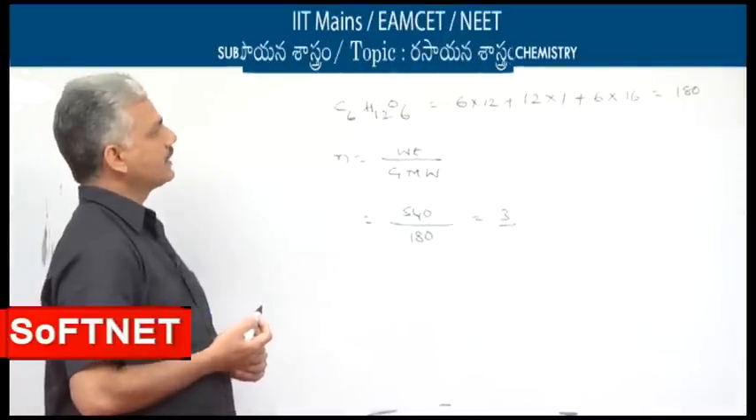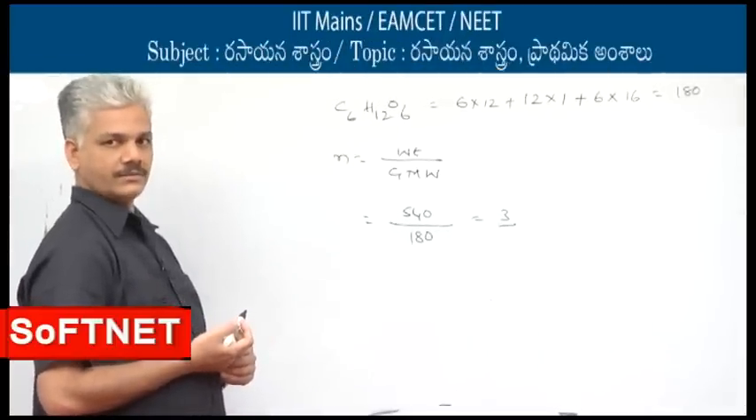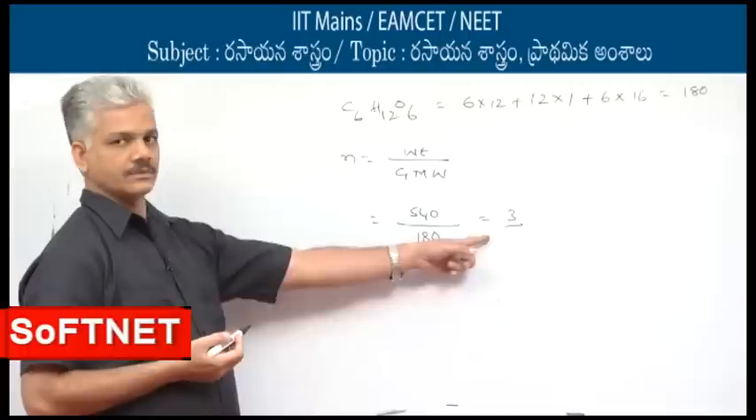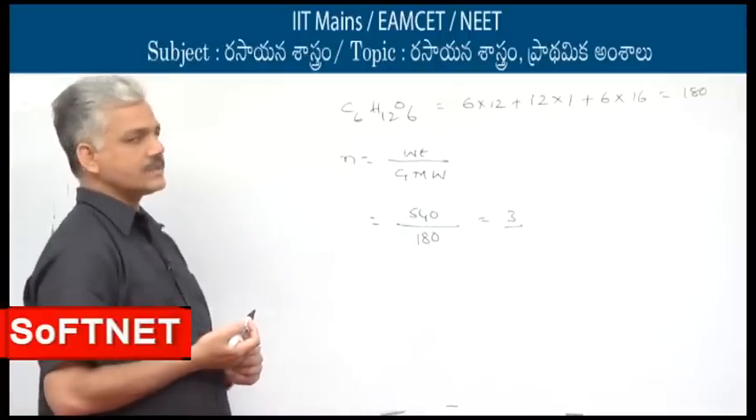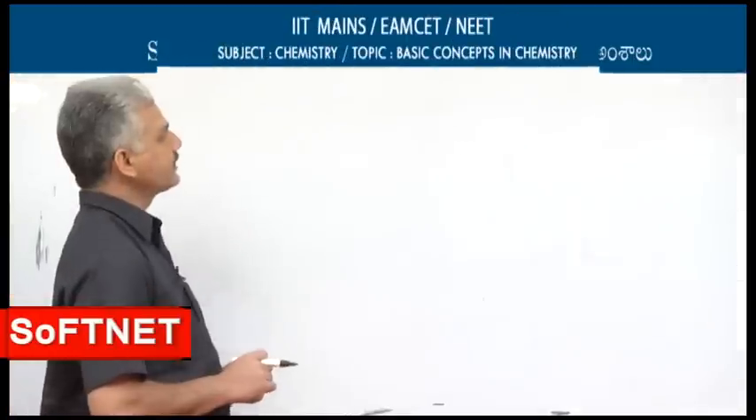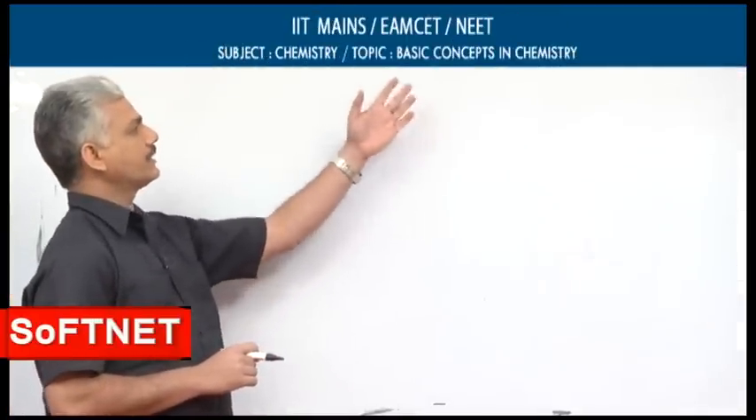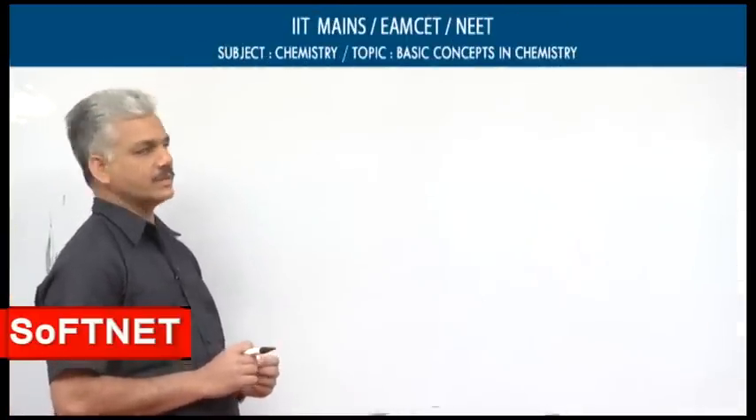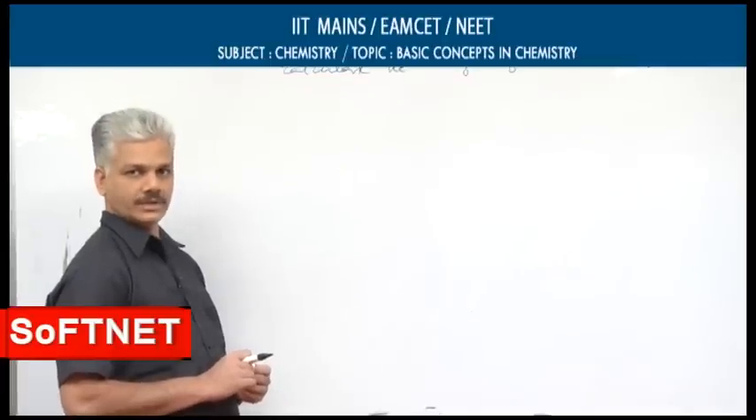That means, the number of moles of glucose present in 540 grams is equal to 3. As moles is a number, it does not carry any unit. Suppose a problem comes like this: What is the weight of 0.1 moles of sodium carbonate?